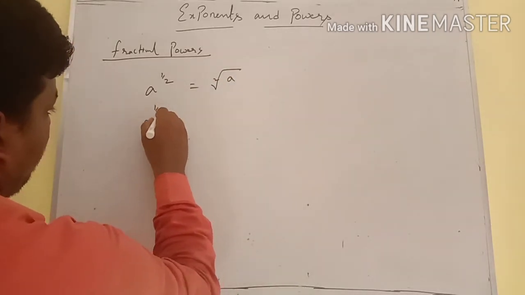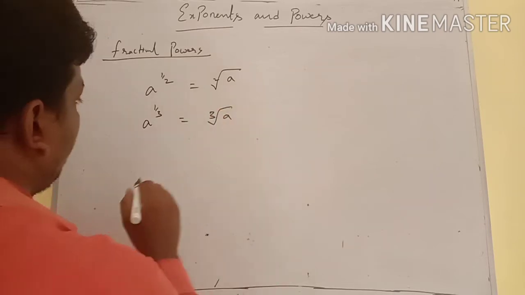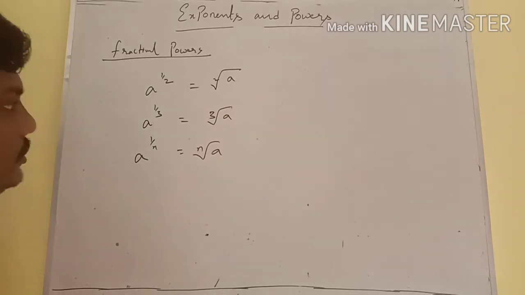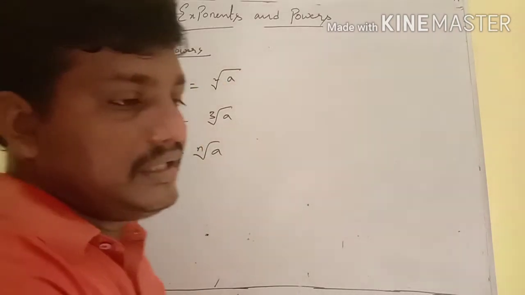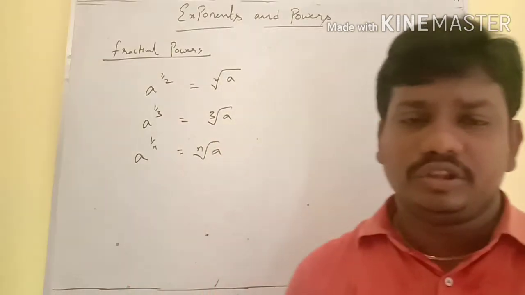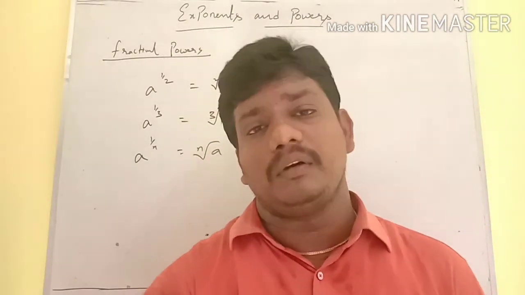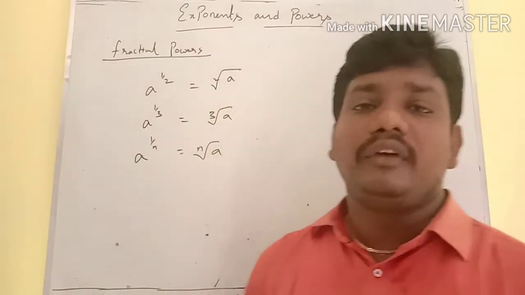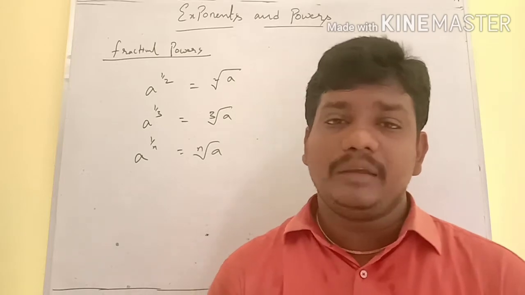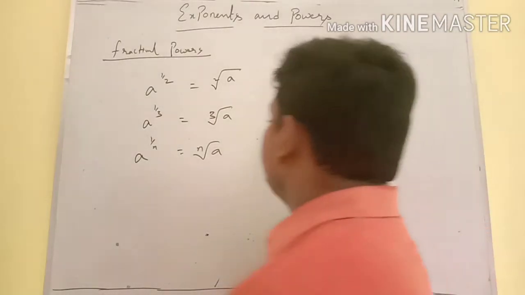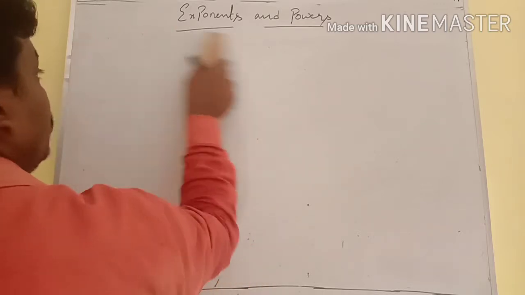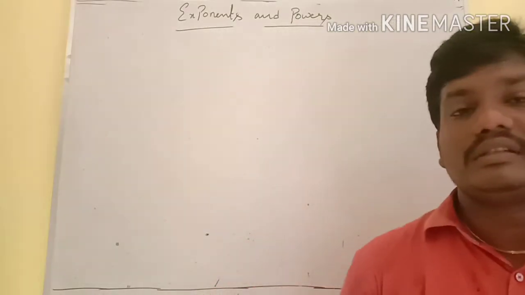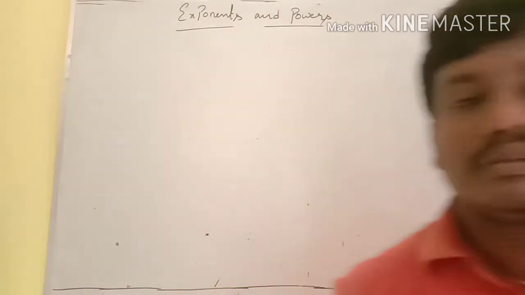A to the power of 1 by 3, a fractional power, is the cube root of a. A to the power of 1 by n can be written as the nth root of a. This is called fractional powers. We have seen fractional powers, positive powers, negative powers and zero power also. So these are the laws of exponents. One should keep these laws of exponents in mind, so definitely we can solve any type of problem using exponents and powers. Now we are going to see some examples of how to solve exponents and powers.